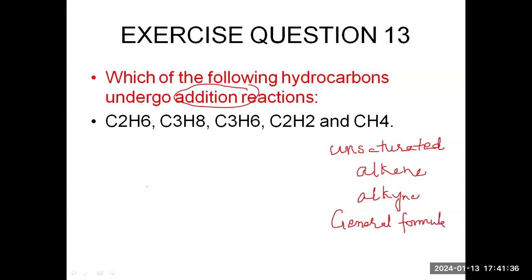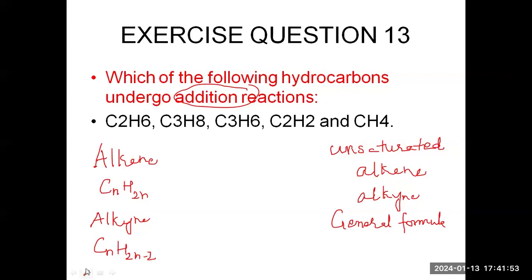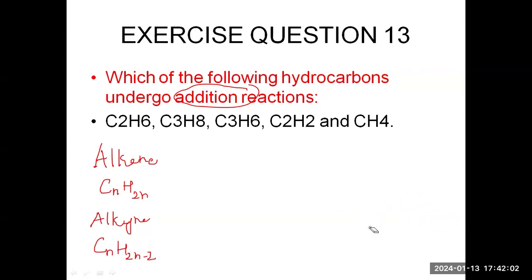General formula for alkane, for alkene, CnH2n. And for alkyne, CnH2n minus 2. So you need to find out now which one is unsaturated out of them. How to do it? Use the general formula and find out. Let us see.